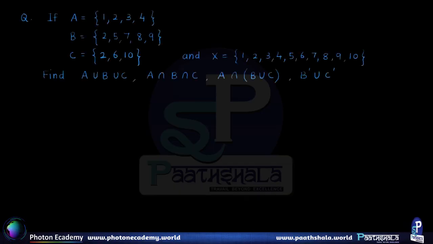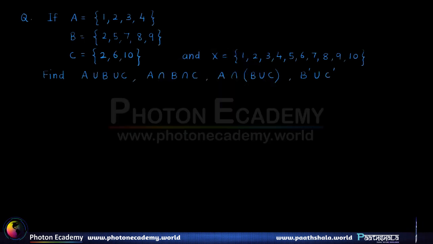Now here is the first question based on set operations. We are given three sets A, B and C as we can see here on the screen, and we are also given the set X, which we know is the universal set, okay? And we have to find the sets which are as shown here, right?